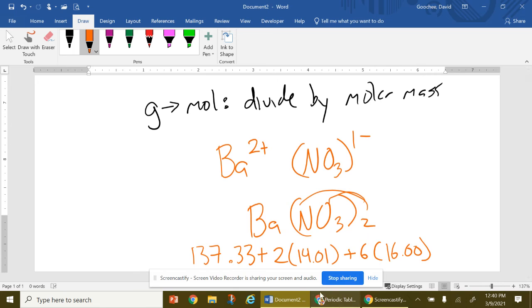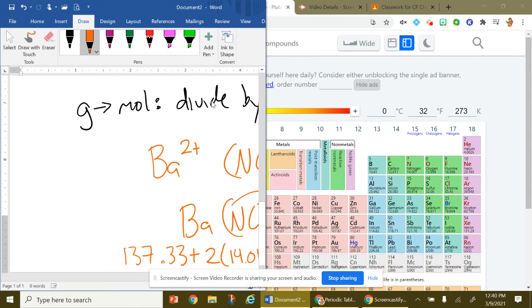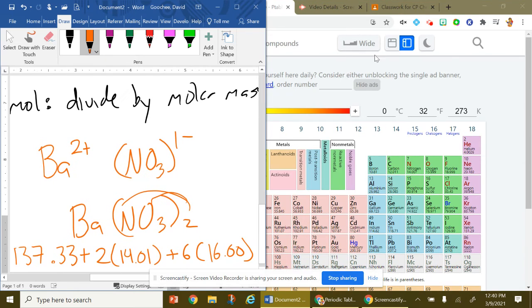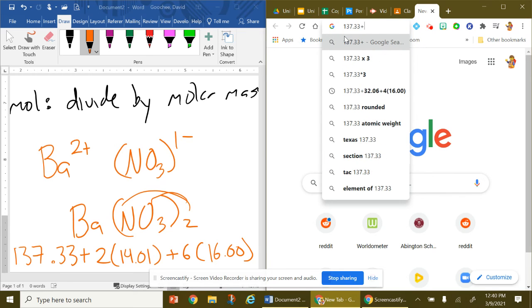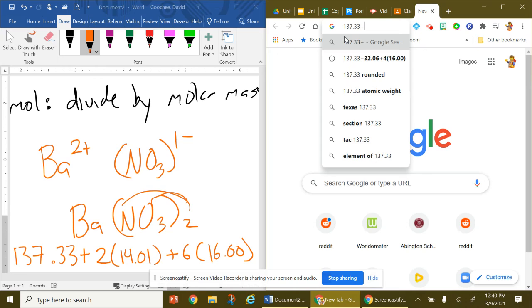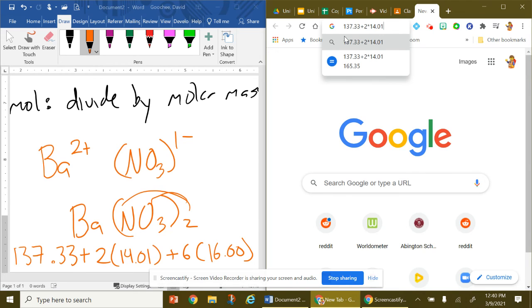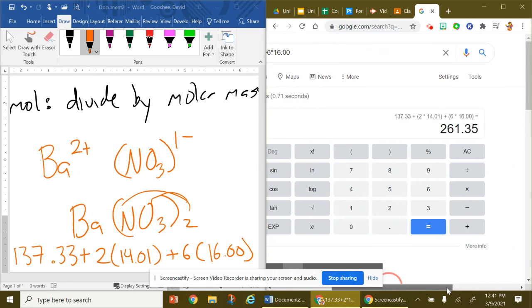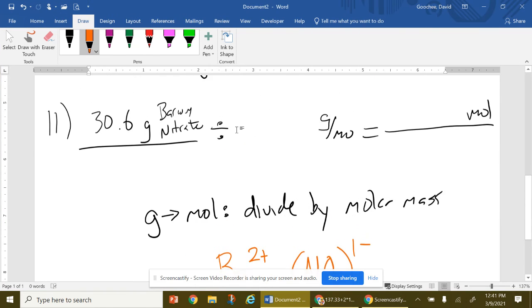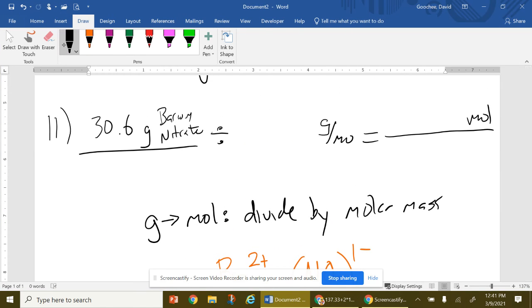Now, I wish I had typed this up before, because now I got to retype the whole thing right now. Let's take a look. So the molar mass of barium nitrate is 137.33 plus 2 times 14.01. That's the nitrogen. Plus 6 times 16. Molar mass of barium nitrate is 261.35.